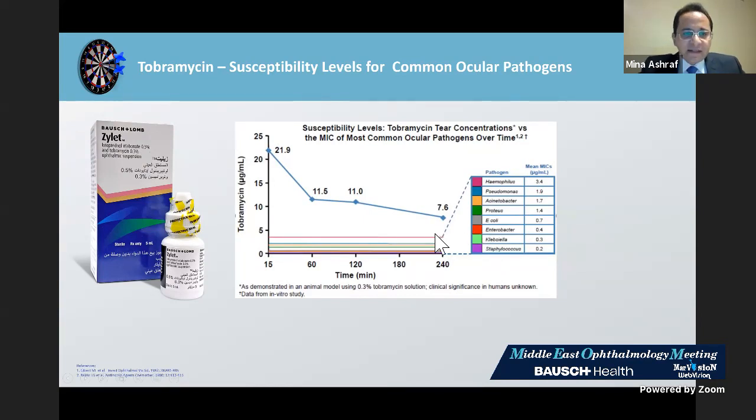And as we can see here, even after 240 minutes, which is 4 hours after a single drop instillation of tobramycin, the tear film concentration is still higher than the MIC90 of most of the common ocular pathogens. How does this reflect into clinical results?